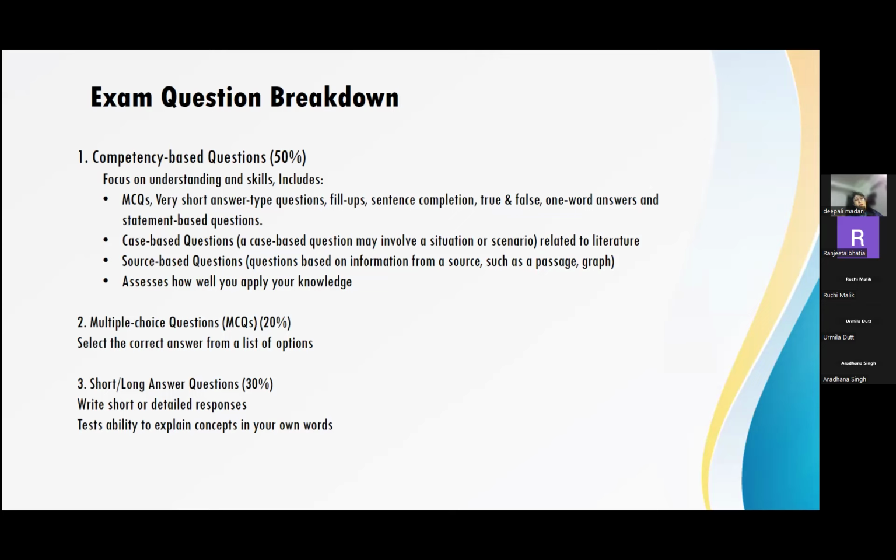Then we also have short and long questions. These short and long questions require a detailed response, and these are generally questions which check the higher levels of Bloom's taxonomy.